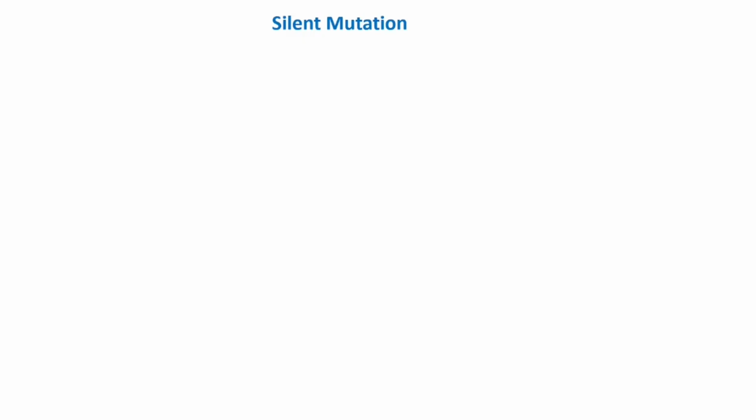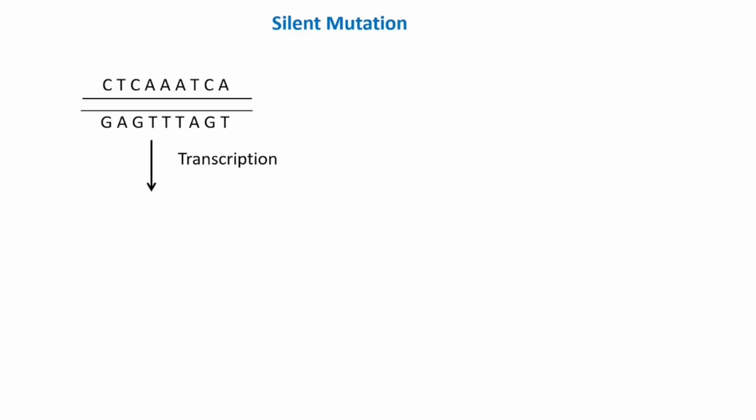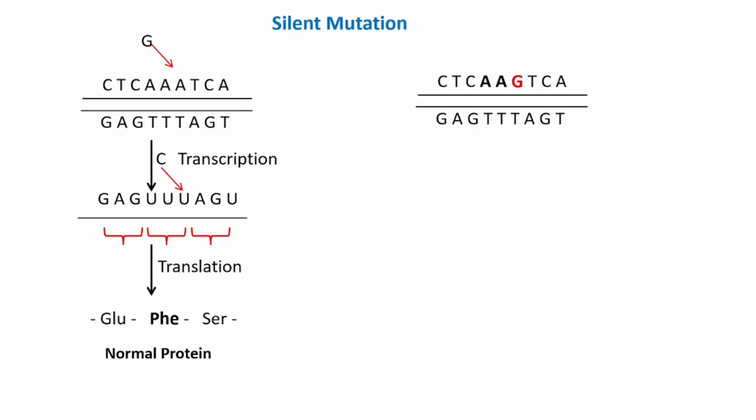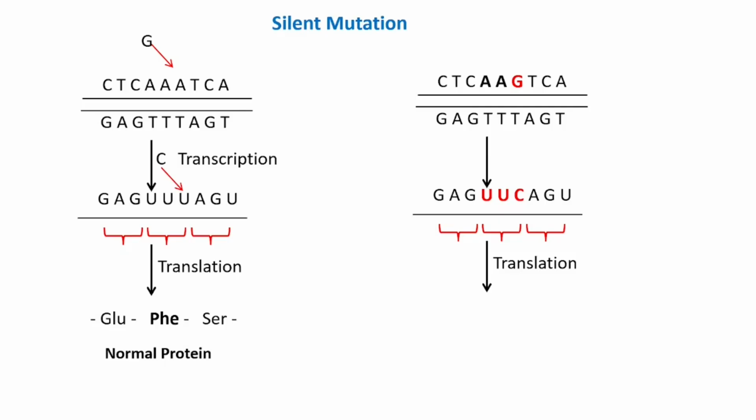For example, this is a gene which is transcribed to give the mRNA. The mRNA is then translated to a protein with phenylalanine as an amino acid coded by UUU. In the nucleotide sequence, A is substituted by G, leading to a change in the mRNA where U is substituted by C. This is the mutated gene which on transcription forms an mRNA with UUC instead of UUU.